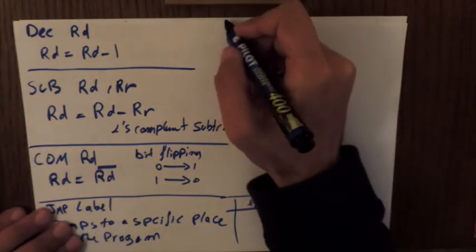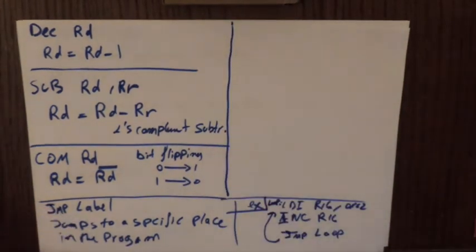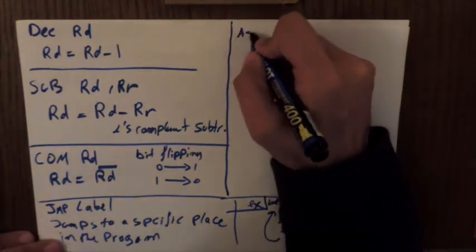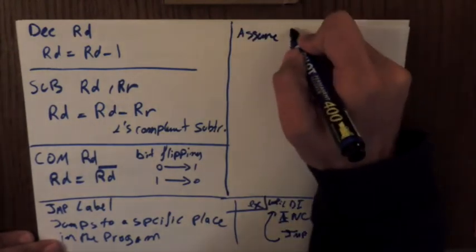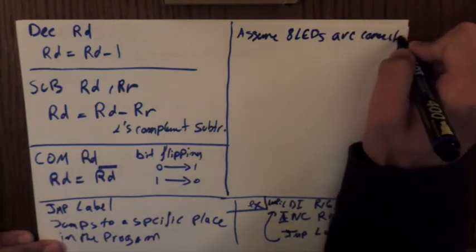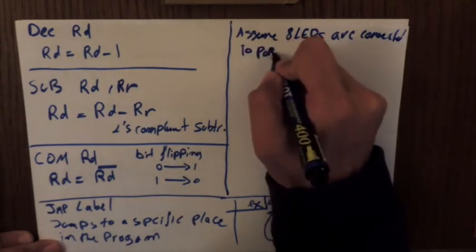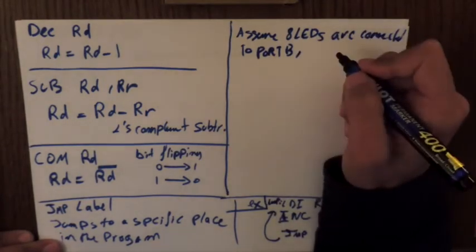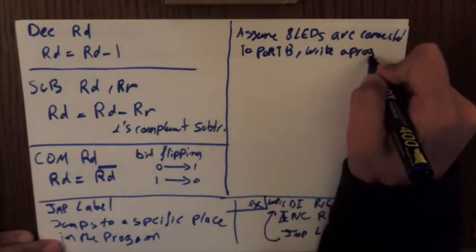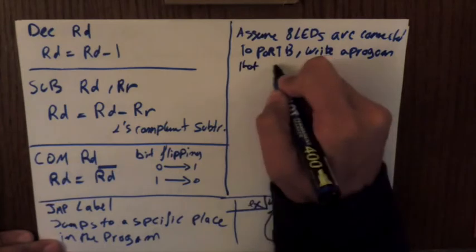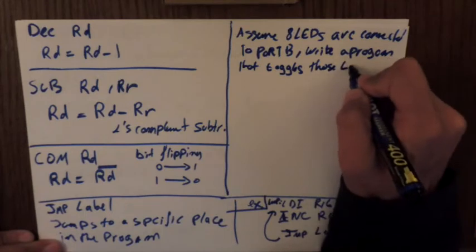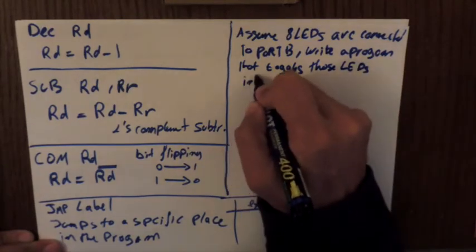So let us do a small program. Assume you have some LEDs on port B. So assume 8 LEDs are connected to port B. I want to write a program that toggles those LEDs. Write a program that toggles or flips those LEDs infinitely.